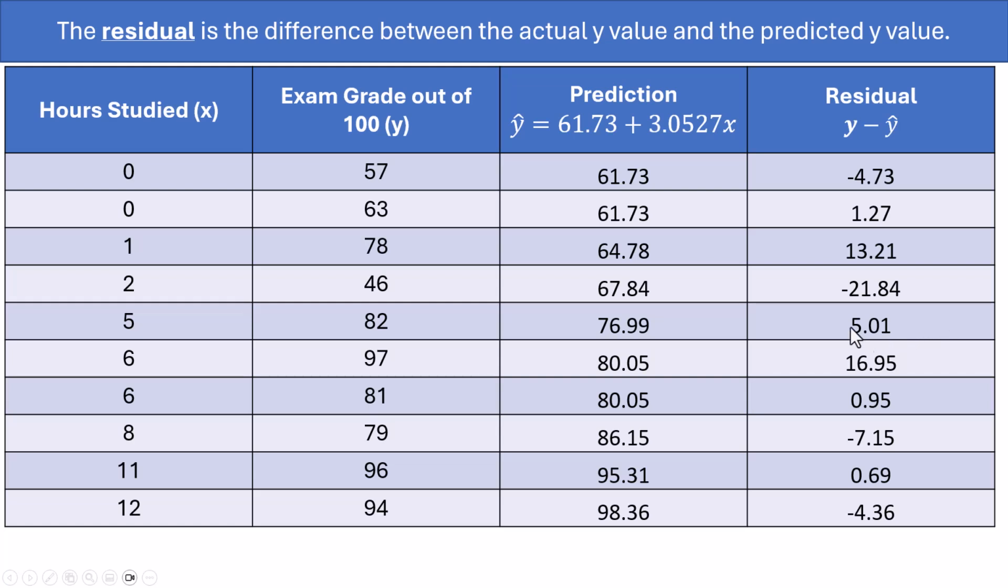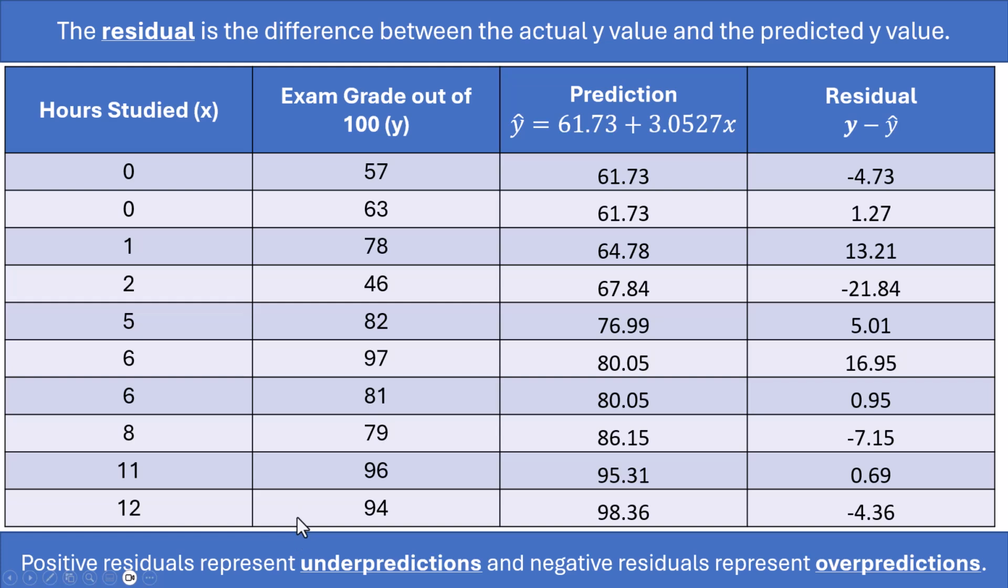Or let's look at a positive one. So this one, the actual value is 82, but the predicted value is 76.99, so we actually underpredicted. We predicted lower than 82 by 5.01. So any of the positive residuals are going to represent underpredictions, and negative are going to be overpredictions, which might be a little bit backwards of what you would expect in your head.